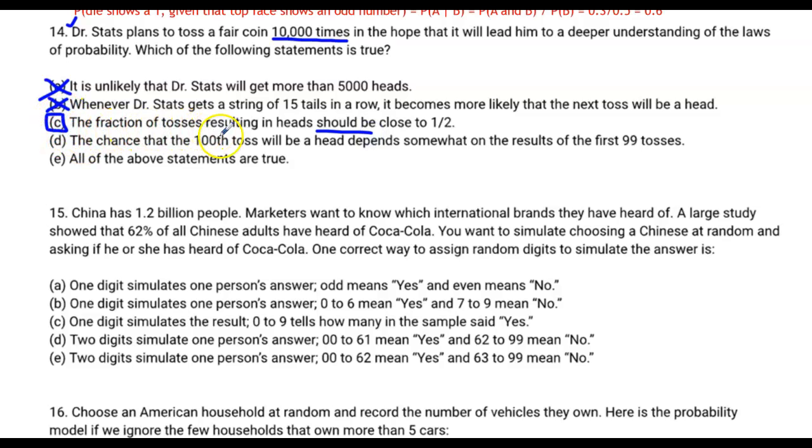For choice D, the chance that the 100th toss will be a head depends somewhat on the results of the first 99 tosses? No way. Memory is not a thing. All of the above statements are true? Get real. Choice C is our answer.